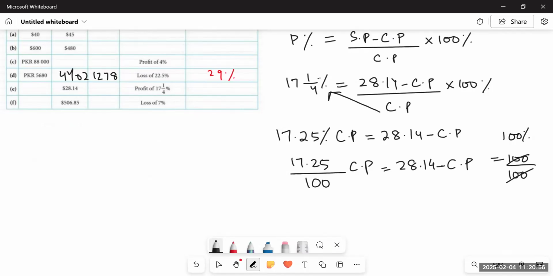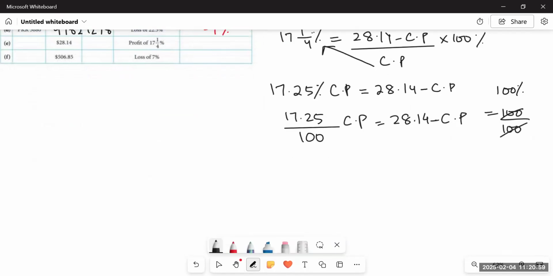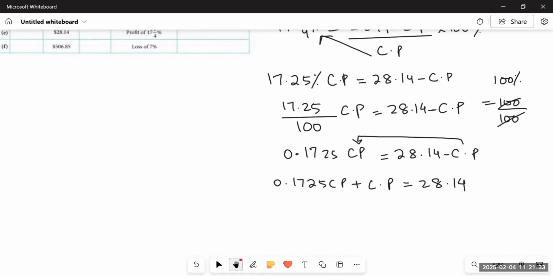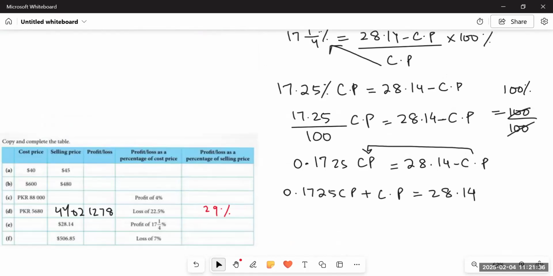What to do next? There are two CPs, right? And since both are unknown, both are the same, we have to collect them together. It would be like 0.1725 CP over here is equal to 28.14 minus CP. Now to find out the value of CP, we will move this CP to the left hand side as well. Now it becomes 0.1725 CP plus CP is equal to 28.14. You need to practice these types of questions to have a good grip over them.